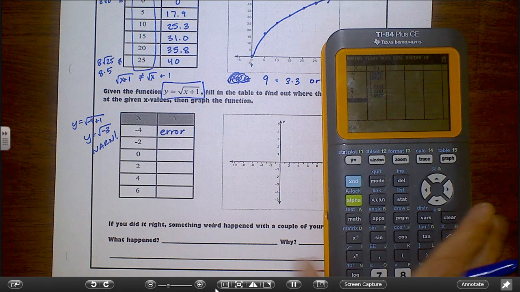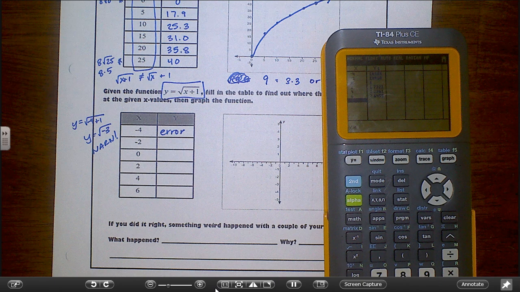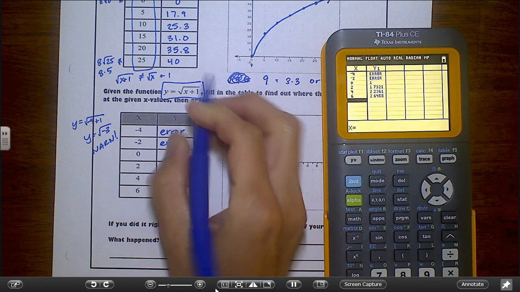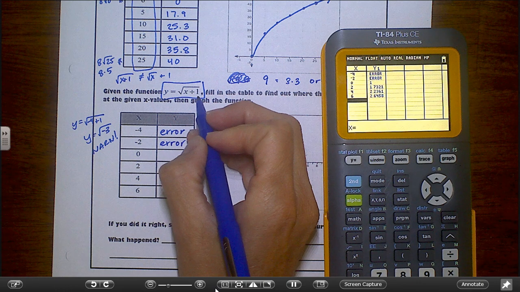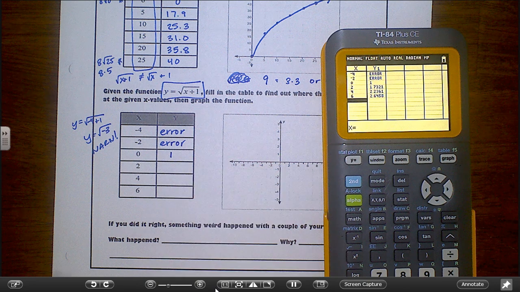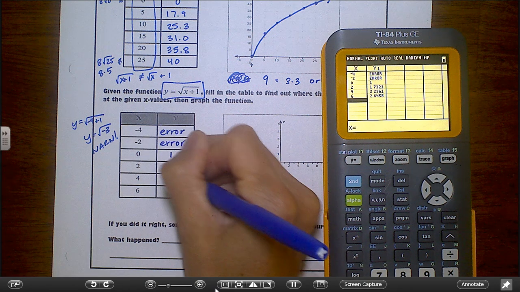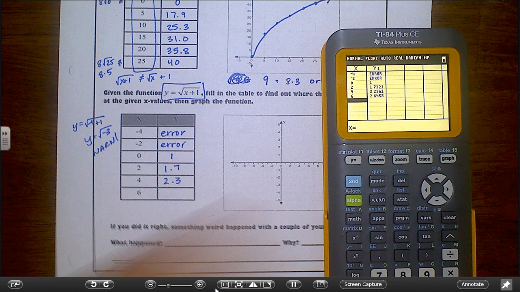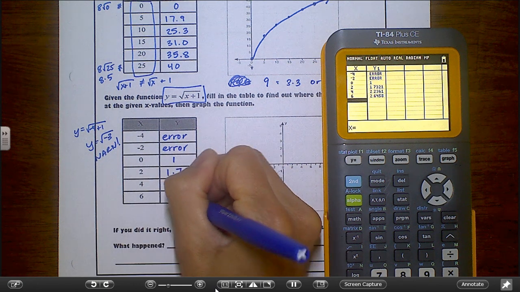So you get an error also at -2, because if you did -2 plus 1, you still have the square root of -1. So again, you'd be taking the square root of a negative number. At 0, you get 1. At 2, rounded to the nearest tenth, you get 1.7. And then you get 2.3 and 2.6.